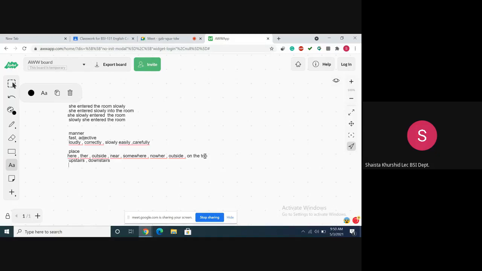Now, adverb of time tells us about the time of an action, like now, then, soon, tomorrow, yesterday, today, tonight, again, early, and things like that. So you see, he got up early in the morning. He wakes up early in the morning. She is still waiting for her. Now, we have still. We can also say yet.